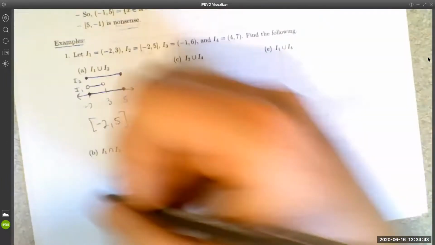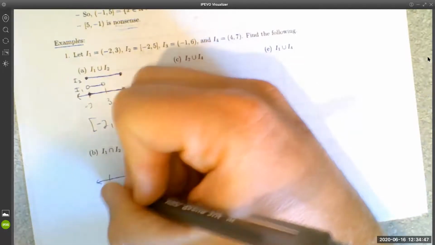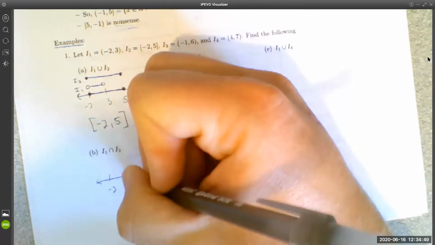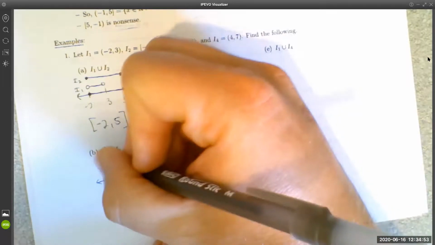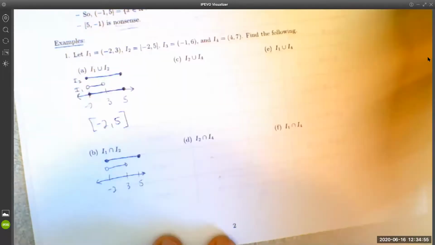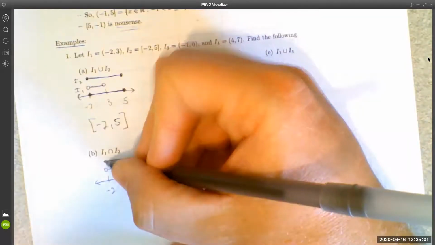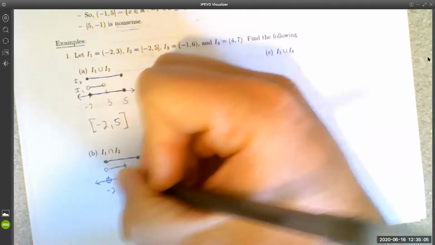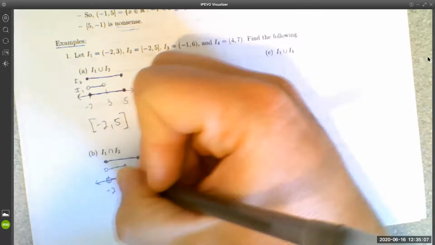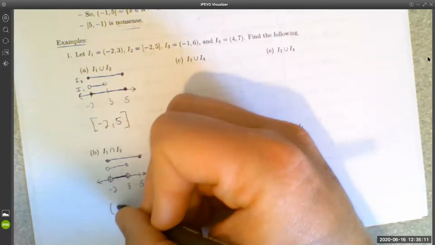If, on the other hand, I'm looking at the intersection of these two sets, the intersection is where the sets overlap. So in this case, the sets overlap between -2 and 3, not including the -2 and the 3, right? So the intersection is just I1, as it turns out. So the intersection is I1.